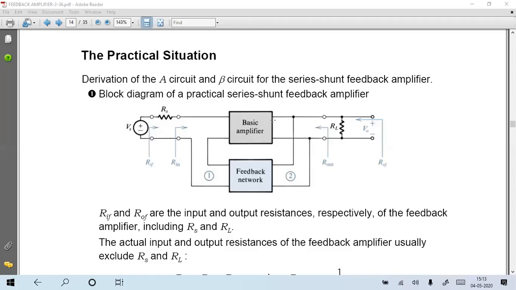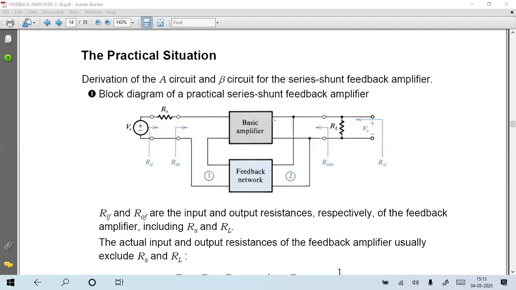So far we were discussing the four topologies of negative feedback networks. Recently I sent one video, in that video the remaining two topologies, that means shunt-shunt feedback amplifier and shunt-series feedback amplifier. In that we concentrated on the input resistance of the feedback network and the output resistance of the feedback network.